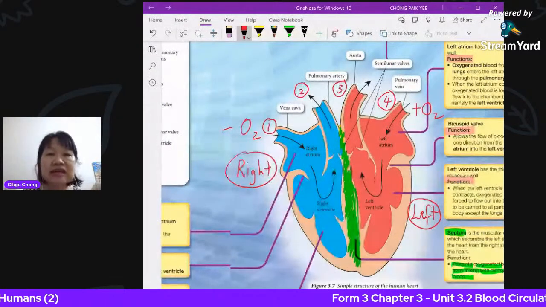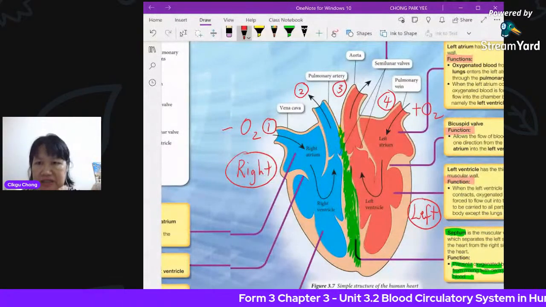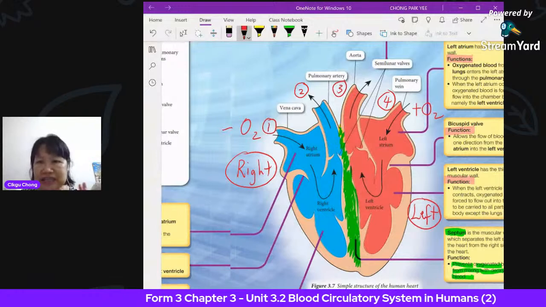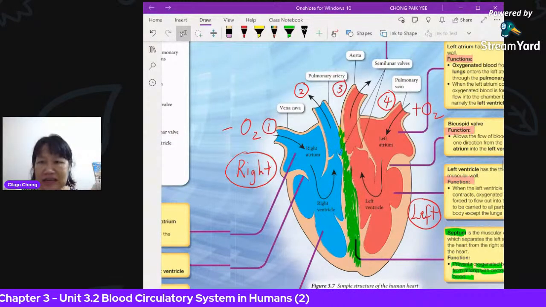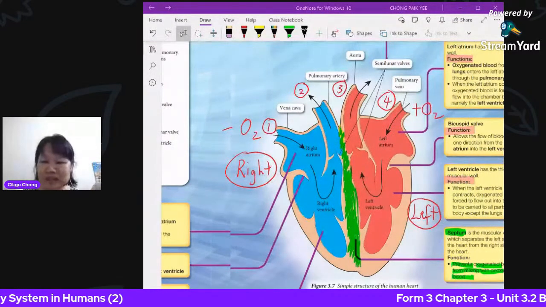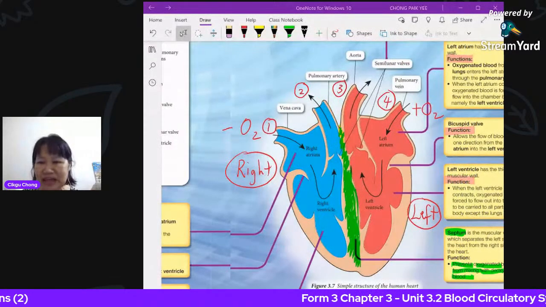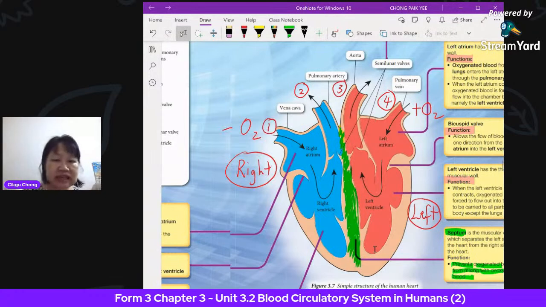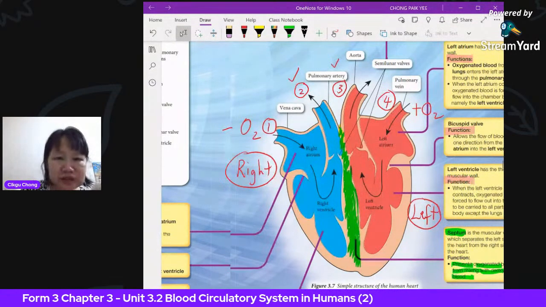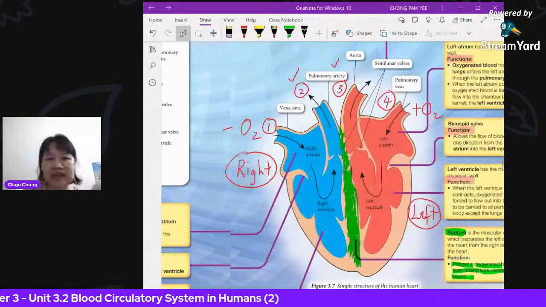Okay, I got answers already. Suddenly all the answers come in. Okay, Stella said 2. Vivian said 2. Yes, 3 also, 2 also. Mostly the answer is 2 and 3. Correct. Actually, there are 2 answers. It is 2 and 3. Yes, you're right. Because you see the direction, as long as the blood comes out, that is considered an artery.